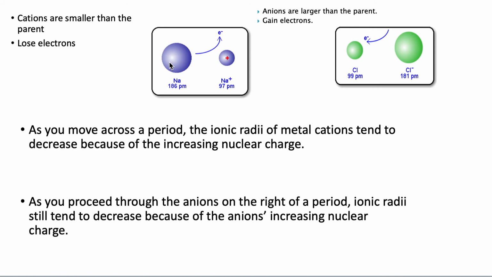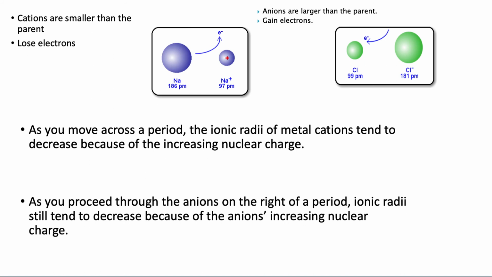So as you move across a period, the ionic radii of metal cations tend to decrease because of the increasing nuclear charge. As you proceed through the anions on the right of the period, ionic radii still tend to decrease because of the anions' increasing nuclear charge.